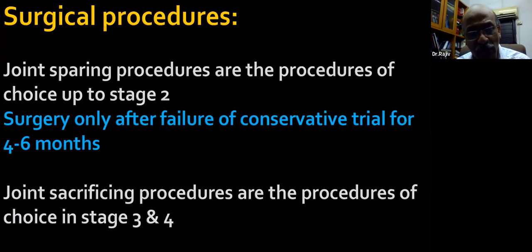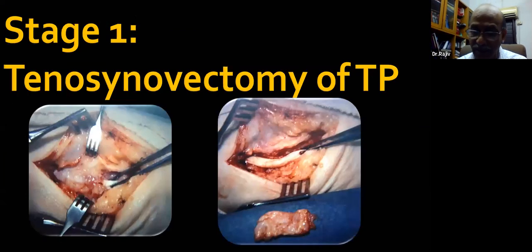But it is the stage 2 where you require conservative care for 6 months, failing which you go for operative management. In stage 2, your surgical management would be joint sparing procedures. Whatever you do, you don't go for the arthrodesis or the fusion of the joint. But in stage 3 and 4, your surgery is in the form of joint sacrificing procedure where you are going to go with arthrodesis.